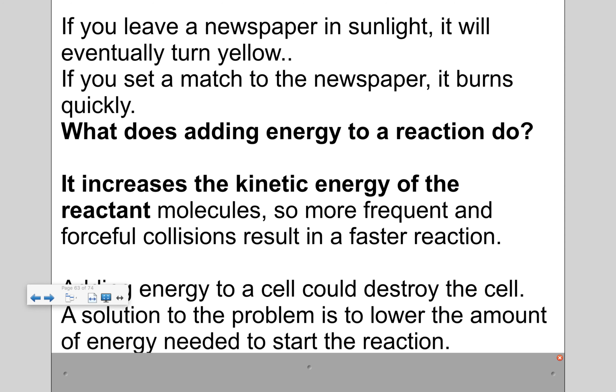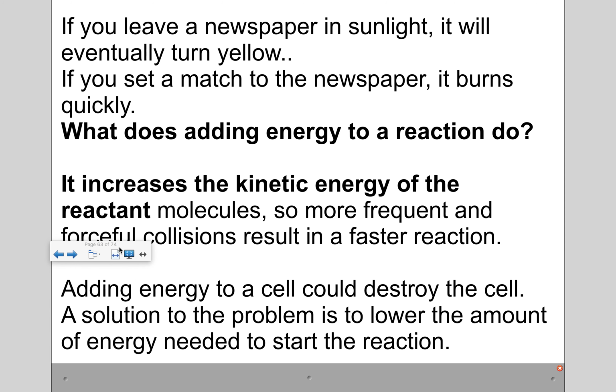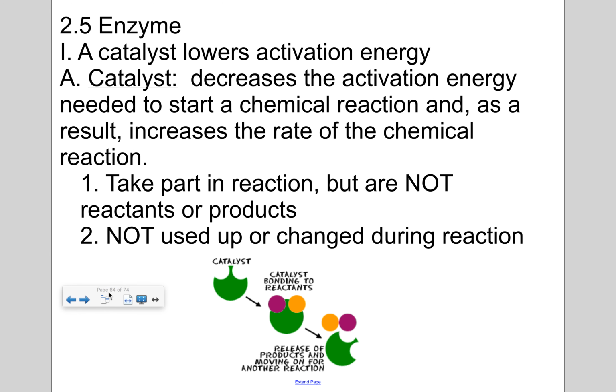As a result, you end up with a faster reaction. Adding energy to a cell could destroy the cell, so a solution to this is to lower the amount of energy needed to start that reaction by using enzymes. Another word for enzymes is catalyst. Catalysts decrease activation energy. They make that hill on that graph lower.